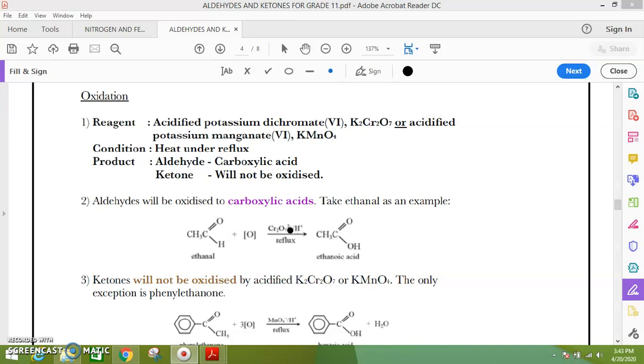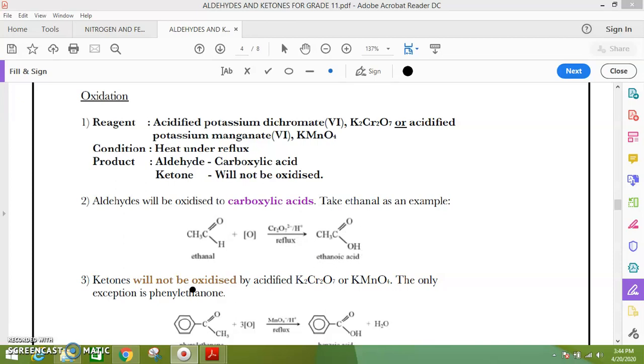By using the oxidizing reagent K2Cr2O7 in the presence of acid. This acid acts as a catalyst here to increase the speed of reaction. Then we can change aldehyde into carboxylic acid, CH3, C double bond O and OH. Here we add oxygen with hydrogen. So now CH3COOH, this is a carboxylic acid molecule.